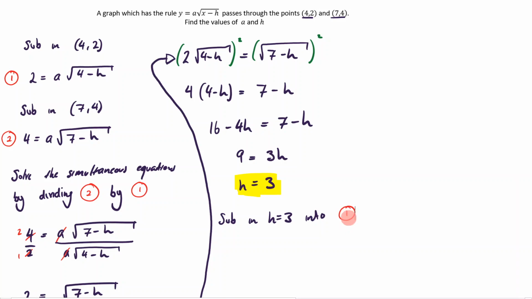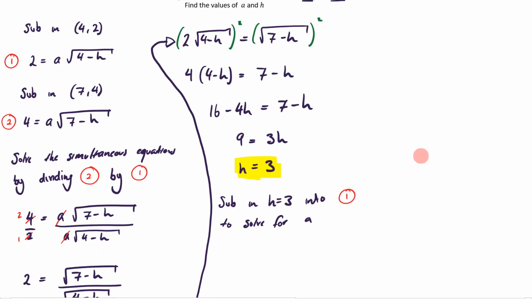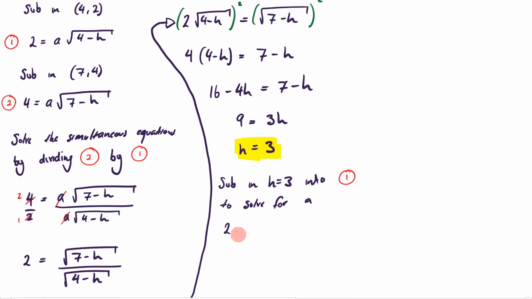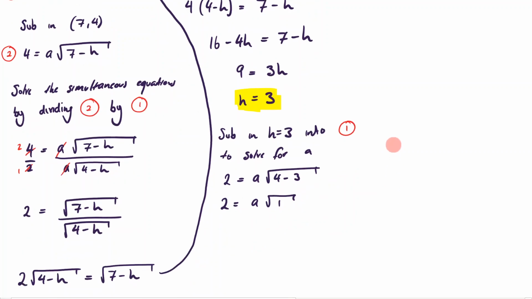And then we're going to solve it for a. And I might even write that down. To solve for a. Okay, so I'm going to get 2 is equal to a, the square root of 4 minus 3. 2 is going to be equal to a, the square root of 4 minus 3 is 1. The square root of 1 is 1. So 2 is equal to a. And there is my a value.